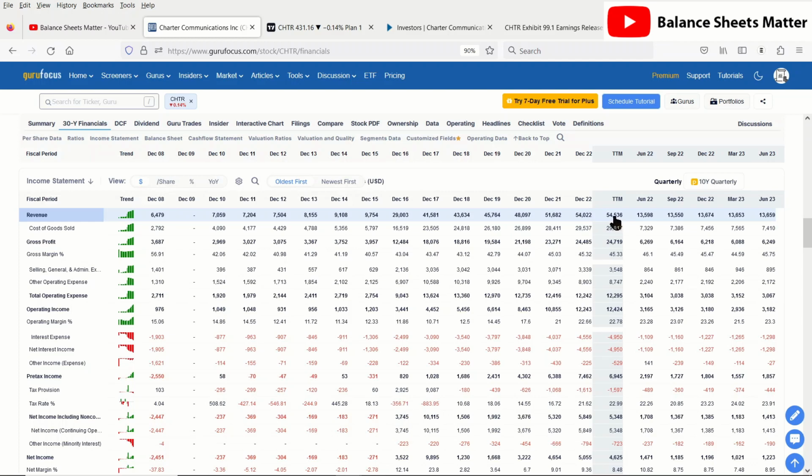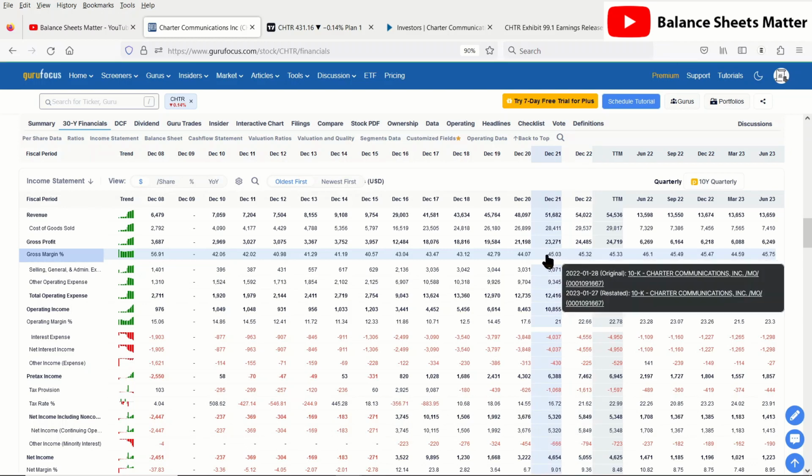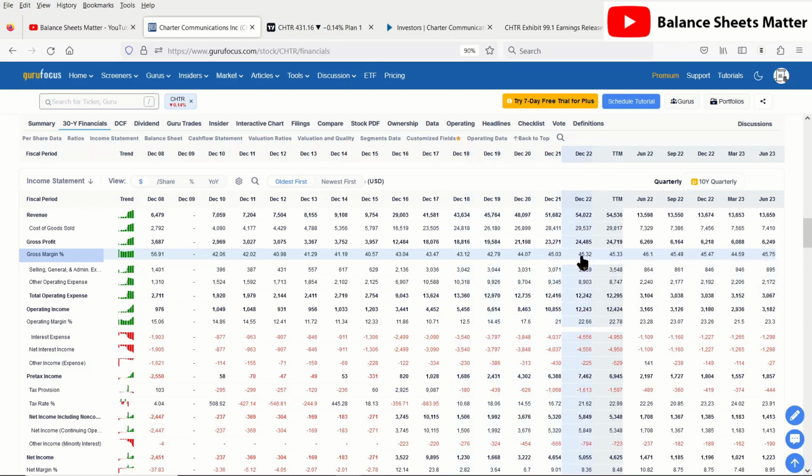Another thing I really like about Charter Communications is look at their gross margin here. They have been increasing their gross margin over time, and they're up to 45%. If you look at the last quarter here, it's getting close to 46%. This can mean they're gaining a competitive edge in the market, a competitive moat. This is a very good thing in a company. We want to see this number increasing or staying the same. We don't want to see it decreasing.